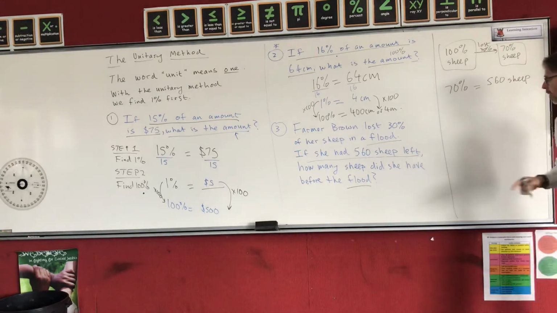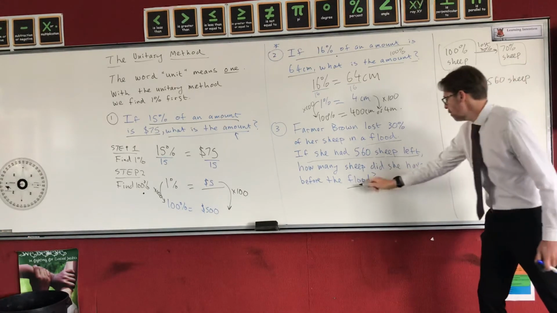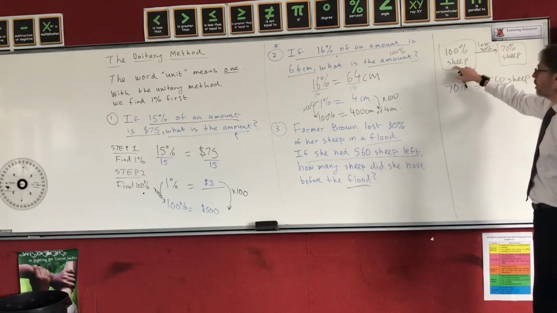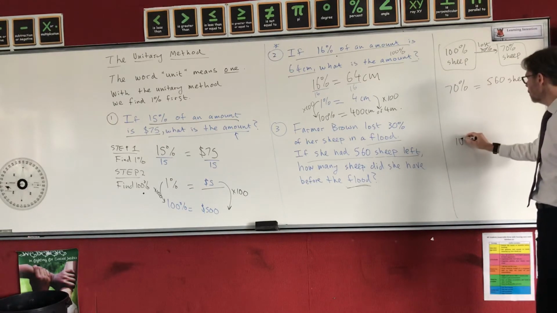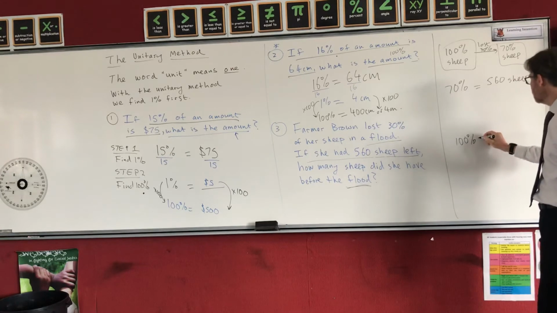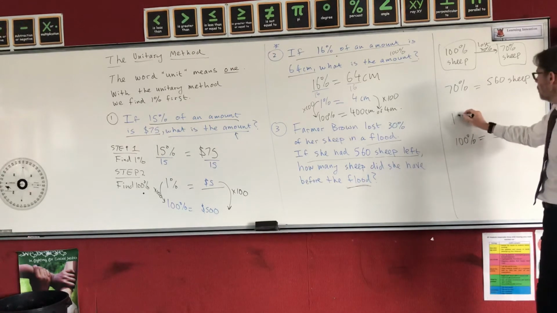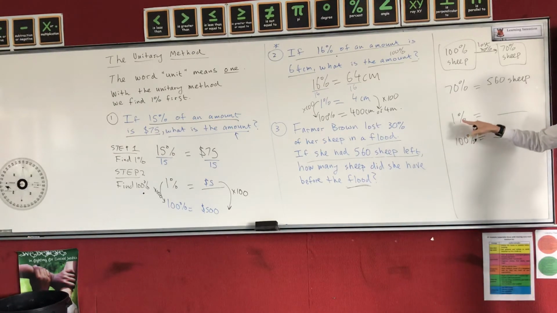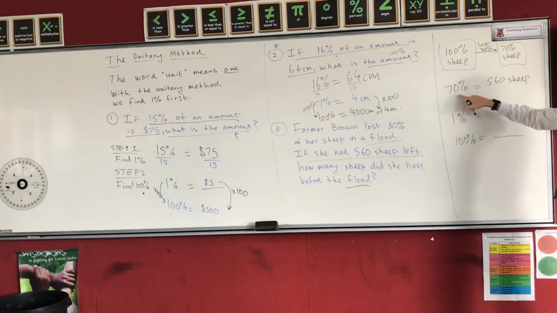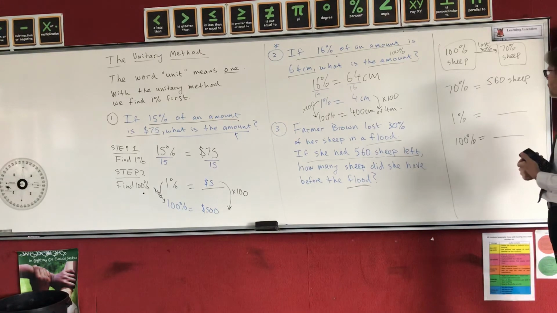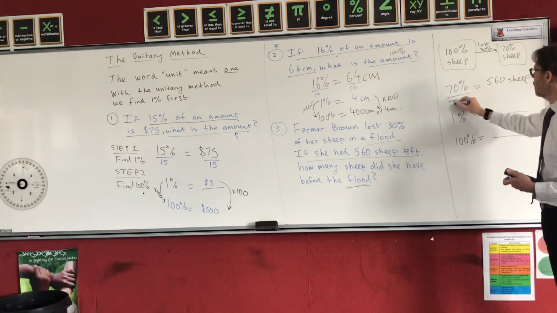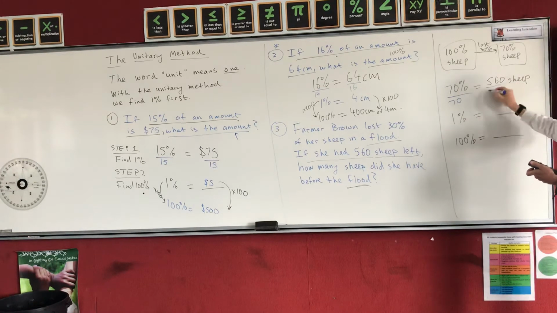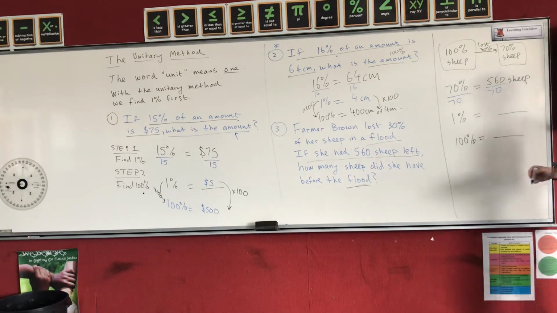Okay? Now, it says, how many sheep did she have before the flood? Well, before the flood she had 100%, didn't she? So that's what you've got to work out. You've got to work out 100%. Now, to do that, I'm going to use the unitary method and find out 1% first. Then times that by 100 to get my answer. Now how do I get 1% from this? Well, just like before, we divide by 70. And that means I've got to divide this by 70 as well because it's an equation.